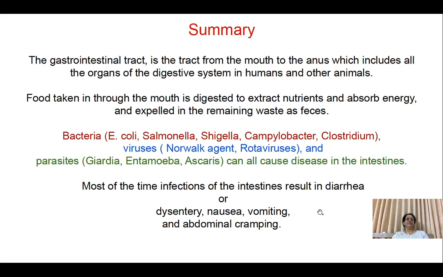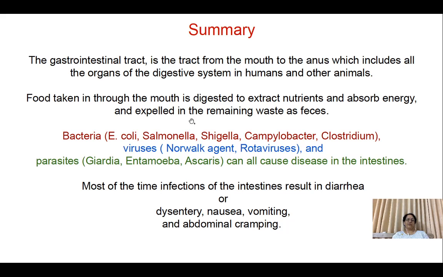So in summary, the gastrointestinal tract is the tract from the mouth to the anus, which includes all the organs of the digestive system in humans and other animals. Food is taken in through the mouth and is digested to extract nutrients and absorb energy, and the remaining waste is expelled as feces. There are various infections of the gastrointestinal tract caused by bacteria, viruses, fungi, as well as protozoa.